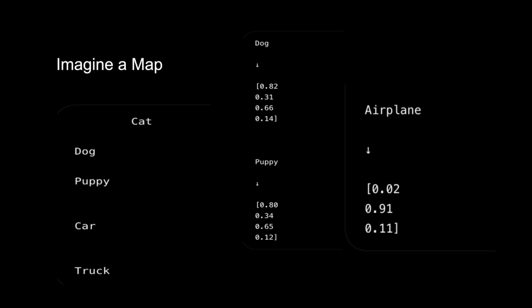Here, look at the embedding assigned to dog, which is 0.82, 0.31, 0.66, 0.14. Instead of a token ID like 432, the model generates an embedding. This is simply a list of numbers, but unlike token IDs, these numbers actually represent meaning. Notice something interesting here. The embeddings for dog and puppy are very similar because dog and puppy have similar meanings, whereas the embedding for airplane looks very different because airplanes and dogs are unrelated concepts.